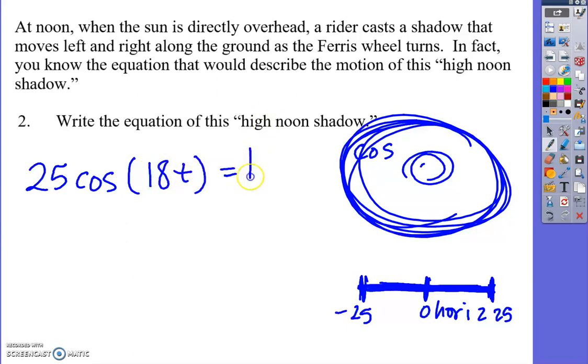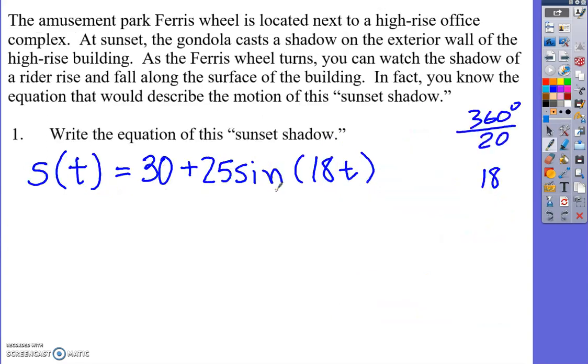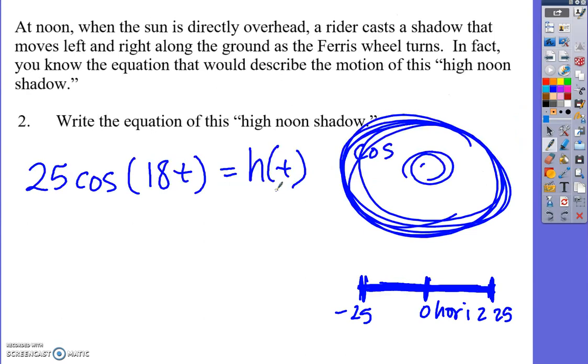So we're going to use H for high noon shadow. Our sunset shadow we used S of t, and our high noon shadow we used H of t. So these are our two shadows. These are the equations we're supposed to remember from our previous unit. And it's been a while. Hopefully you've got those. I should have given you a chance to think about them. If we'd been in class, I would have, but there we are.